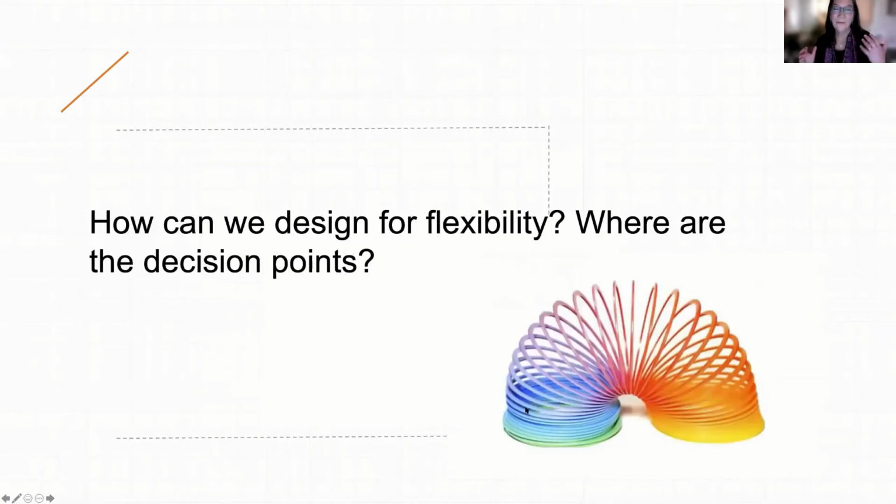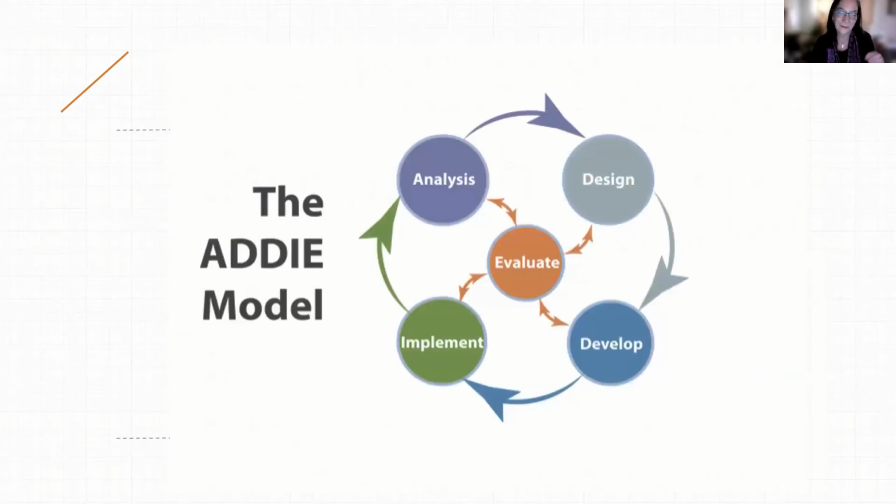So how can we design for flexibility? Where are the decision points? And as an instructional designer, I think that's probably the most interesting part of thinking about this, right? We can think about the general concepts of how we can make learning flexible, but this is where the rubber meets the road, right? This is how we can think through the process of instructional design.